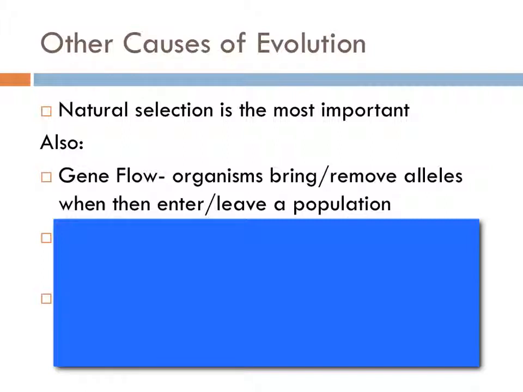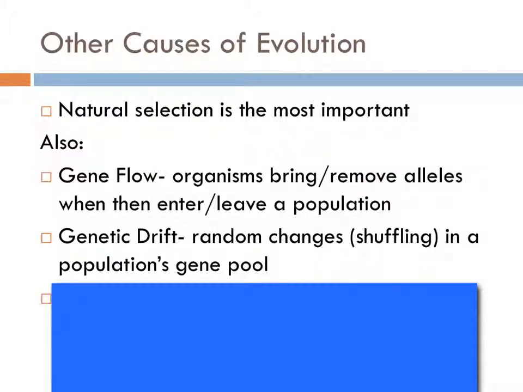So the first thing that we're going to talk about is something called gene flow. So think of it like flowing of water, flowing of rivers. Genes can flow when organisms enter or leave a population. Organisms can bring or remove alleles, or the genes, as they enter or leave a population. So if somebody new moves in, then they have a new characteristic, they're bringing some new genes into the gene pool, or they're taking some genes out of the gene pool. So there's basically just migration.